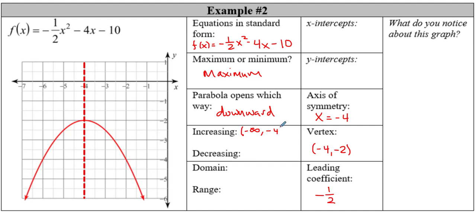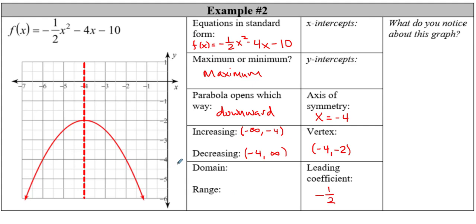Okay, and here we're just going to use parentheses for our interval notation because at -4 it is immediately changing position. And then we are decreasing from -4 to, you guessed it, positive infinity. Okay. Now let's talk about the domain and range.